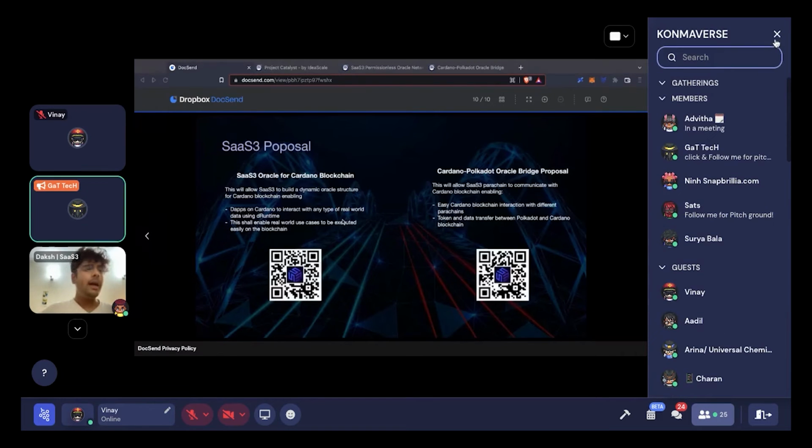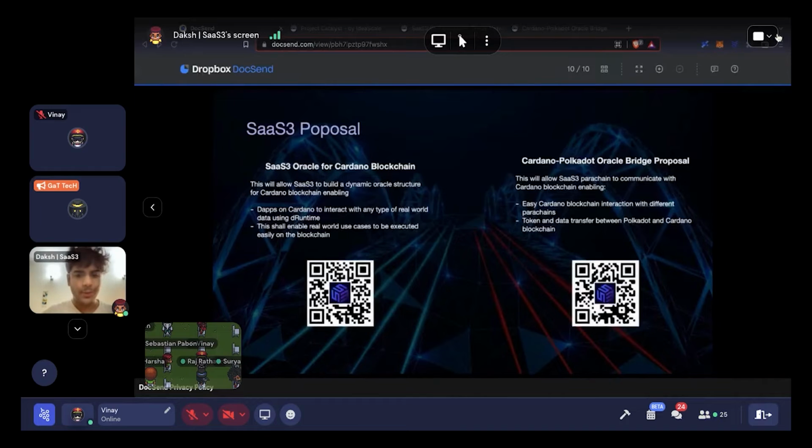And with the fact that it's decentralized, you can also see this aspect as compared to other oracles. Yes, coming on Cardano very soon.